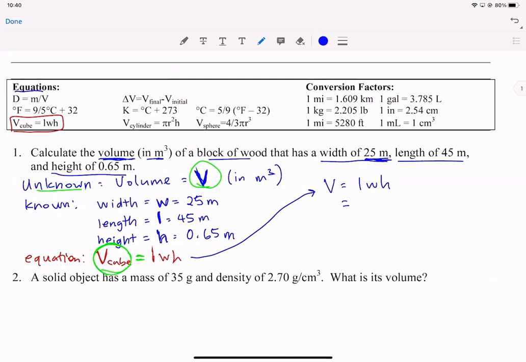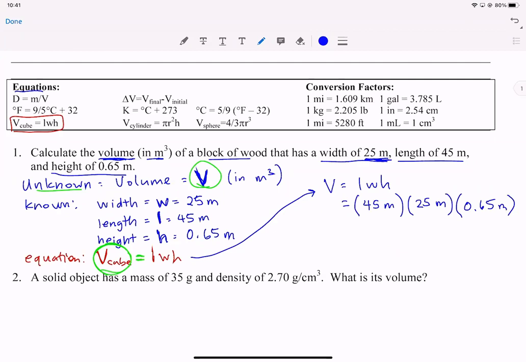When you don't need to rearrange the equation, you can plug in the values. Now the values are with the units. So the length is 45 meters times the width, that is 25 meters. Notice I'm putting in the number with the units. And then the height is 0.65 meters.